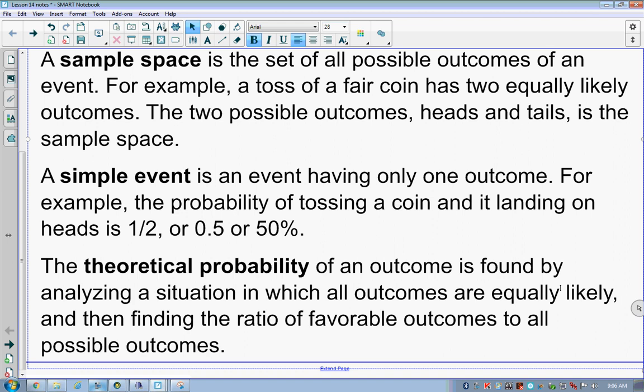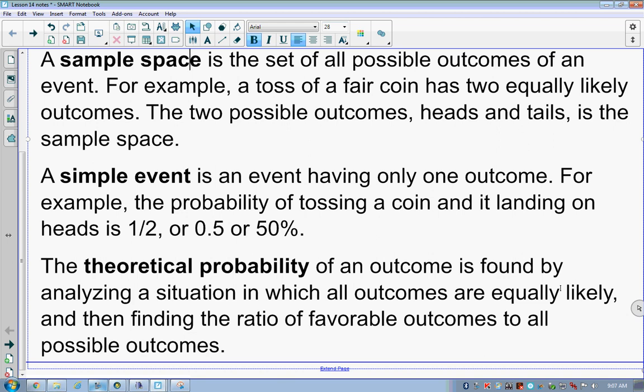A simple event is an event having only one outcome. For example, the probability of tossing a coin and it landing on heads is 1/2 because the desired outcome is heads. That's one outcome, okay? Over two possible outcomes. So the probability is 1/2. We can write that as a decimal, 0.5. We can write that as a percent, 50%. Does all of that make sense up to this point?